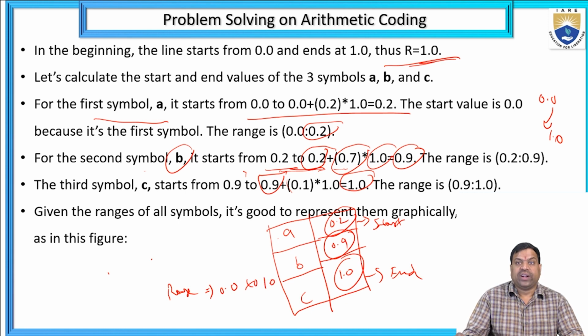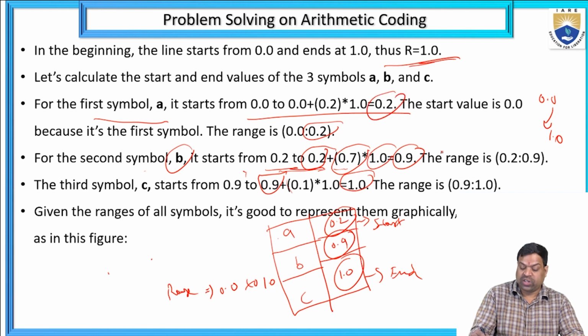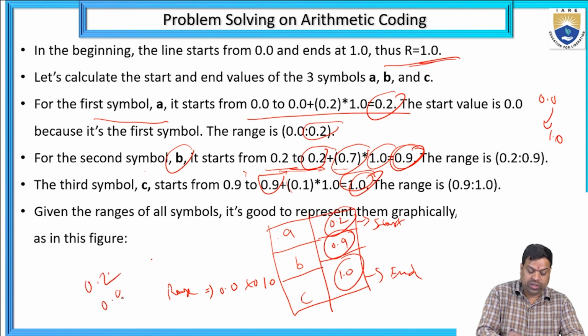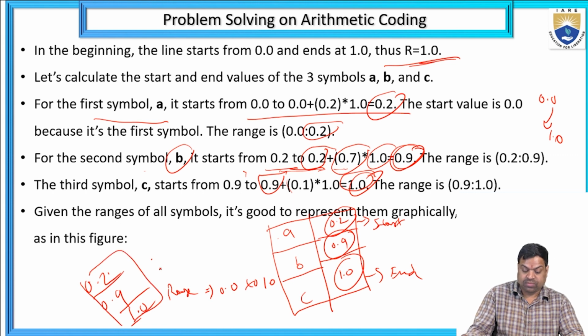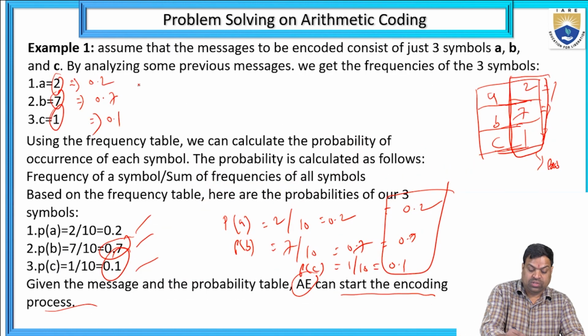And we are calculating the start and end values of the 3 symbols A, B, C. For the first symbol A, 0.0 plus 0.2 of 1.0 is 0.2. The second value is 0.9, the third value is 1.0. So 0.2, 0.9 and 1.0. These are the probability ranges.